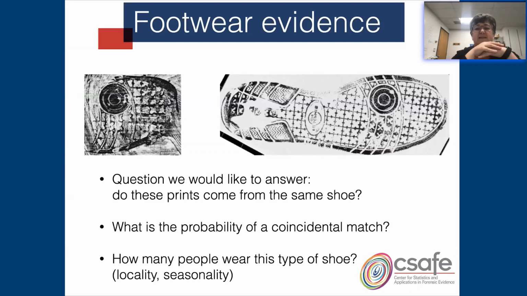The idea is that we have two shoe prints. We want to be able to say whether the left shoe print was made by the same shoe as the right shoe print. So do these two prints come from the same shoe? As we're trying to answer that question, what we also need to answer is what's the possibility that these two shoes just coincidentally match? What's the probability that they just happen to match, but they're really from different sources?